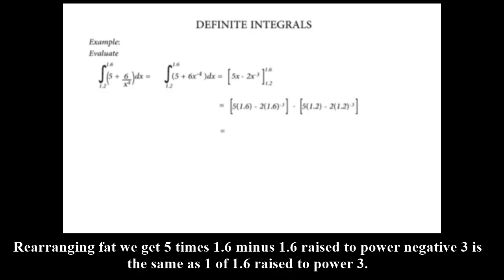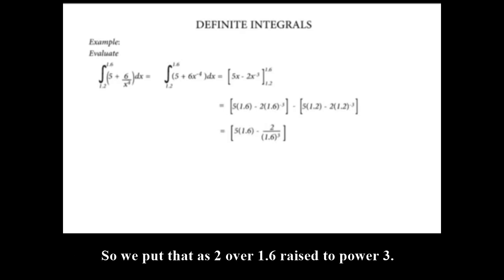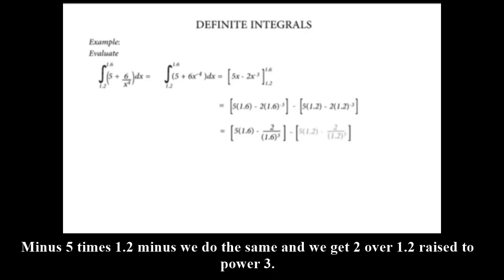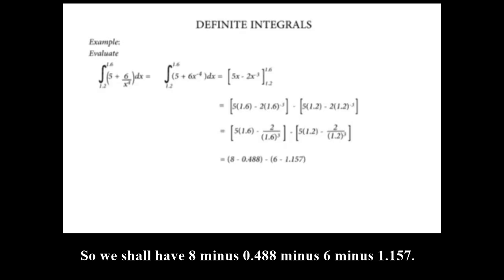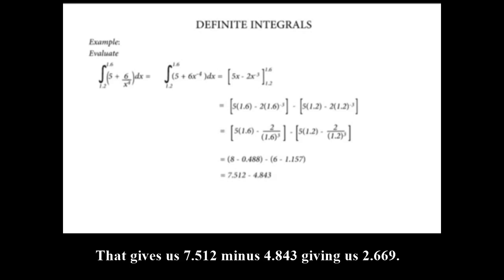Rearranging that, we get 5 times 1.6 minus 1.6 raised to power negative 3, which is the same as 1 over 1.6 raised to power 3. So we put that as 2 over 1.6 raised to power 3. Minus 5 times 1.2 minus, we do the same and we get 2 over 1.2 raised to power 3. So we shall have 8 minus 0.488 minus 6 minus 1.157. That gives us 7.512 minus 4.843, giving us 2.669.